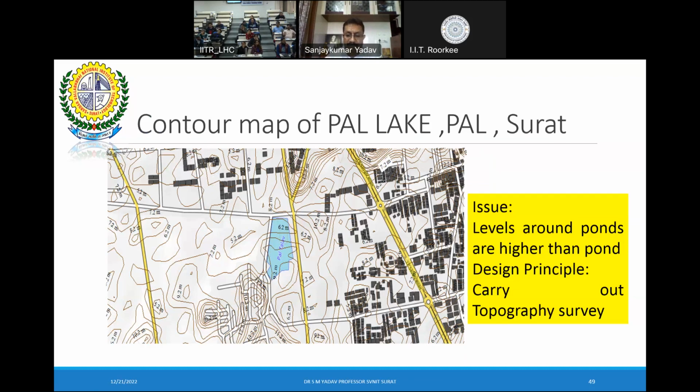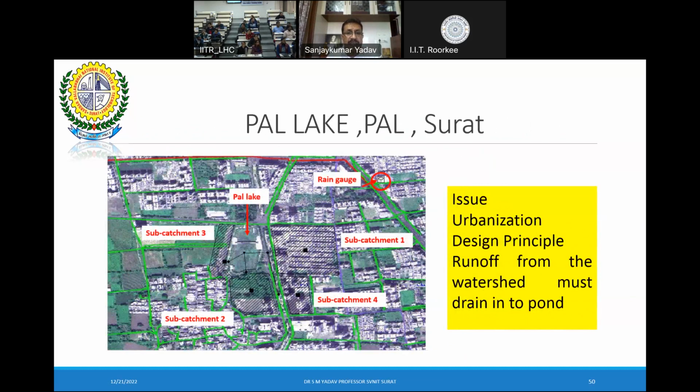And because of that, the urban ponds have very less water compared to their capacity. Again, you will see here another picture in which the watershed-wise, sub-catchment-wise, in the center you can see it is Pal Lake, right? The rain gauge station is over here. Sub-catchment 1, sub-catchment 2, sub-catchment 3, and sub-catchment 4. So these are the catchments from which the water used to drain into the Pal Lake, which has been blocked due to urbanization, and very less water drained into this urban pond.